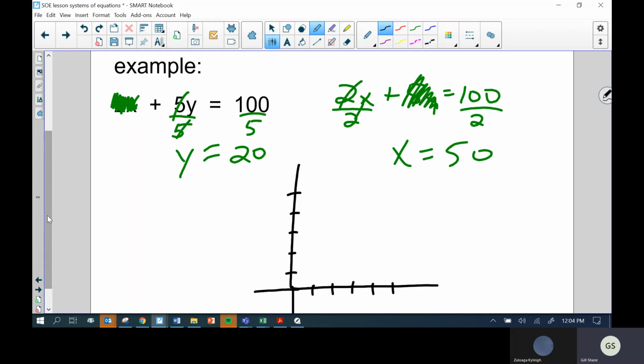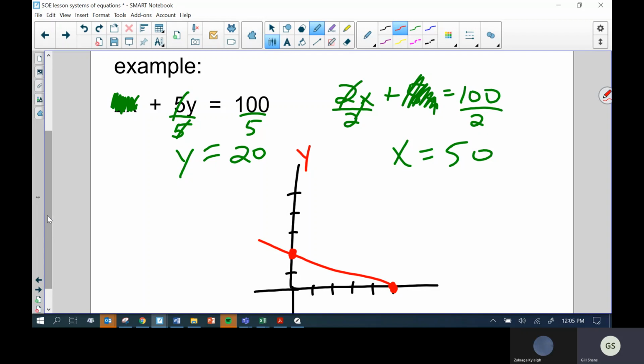So y equals 20. This is my y-axis. So y equals 20 would go right there. X equals 50, 10, 20, 30, 40, 50. That's how you graph that one. Cover one up, solve for the variable. Cover the other one up, solve for that variable. Then you should have 2 points on the graph after that. One where the x number is on the x-axis, one where the y number is on the y-axis.